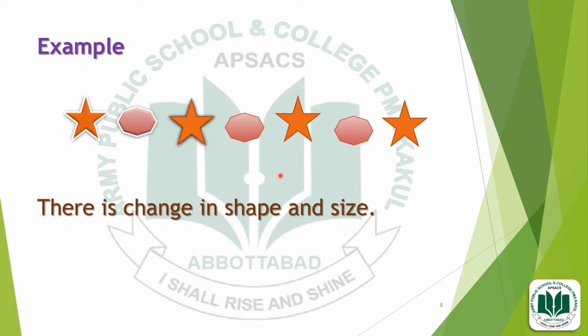Okay students, now there is another example. You can see a pattern on a screen. What is the change in this pattern? You can notice that we have different shapes and different colors. So you can identify the pattern on the basis of shape and color both. There is change in shape and color. As you can see, first we have this shape, then this one, star, and this. So patterns change on the basis of shape and color both.